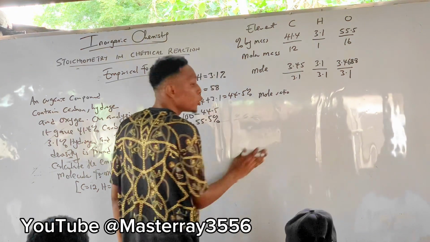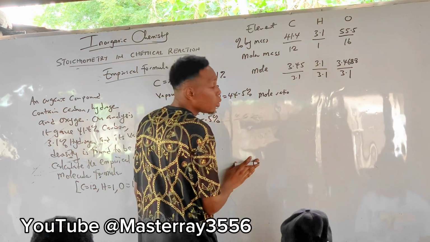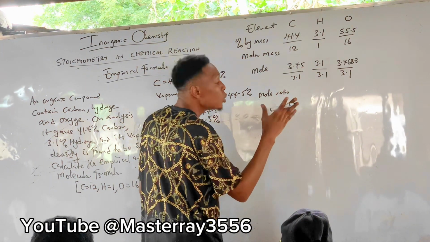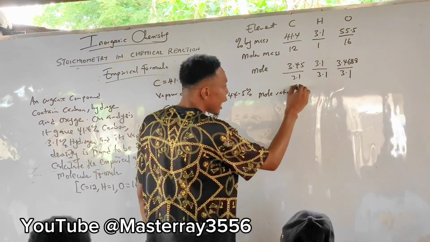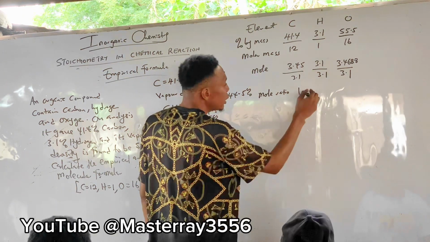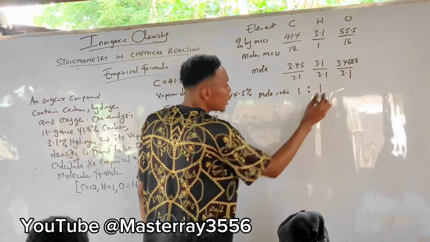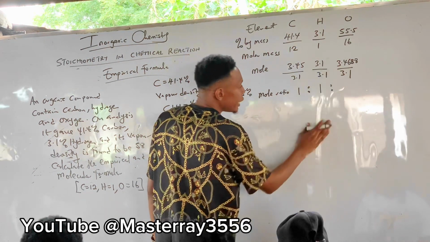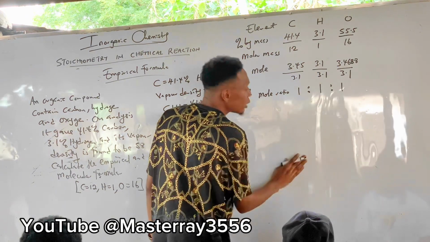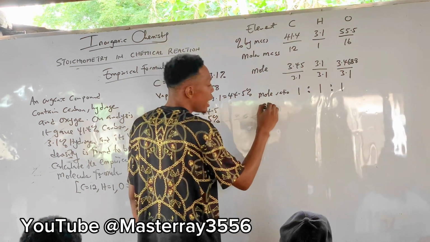If you divide, what do you have? 1.11. It should be in ratio. It's set as 1. Are you following? The approximate. Then divide this. We still have 1, right? The ratio. This divided by this, we still have 1, right? Now the next is our empirical formula.